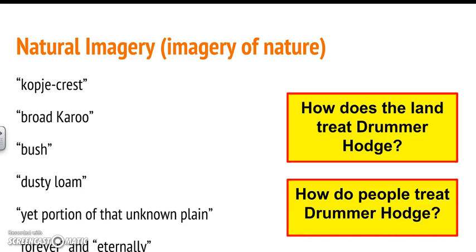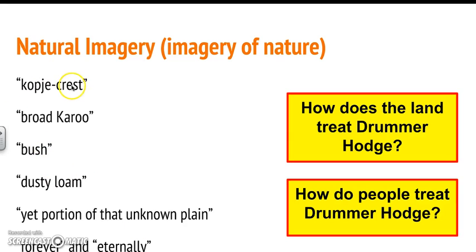So how does the land treat Drummer Hodge? Well, actually, the land treats Drummer Hodge with respect. Drummer Hodge's body is kept there forever and eternally. The bodies of the dead, the body of Drummer Hodge, becomes part of the land, and it becomes part of the land forever. His body will always be a part of the land.